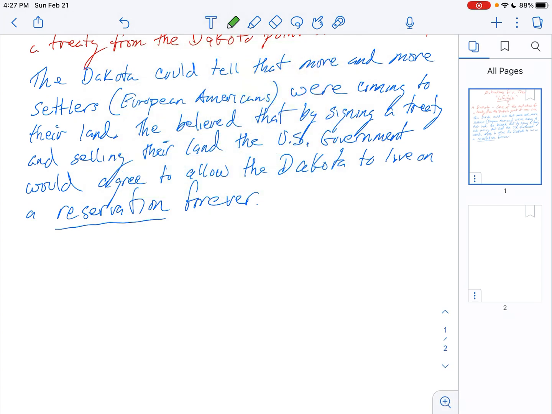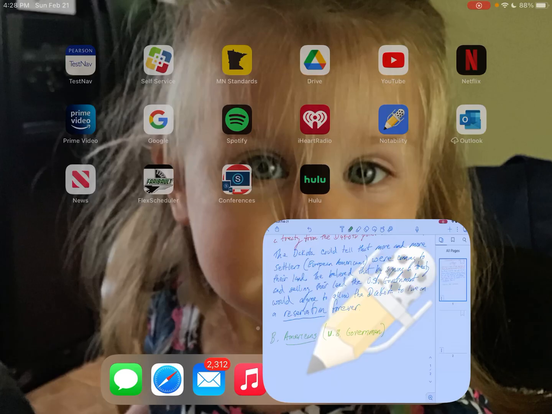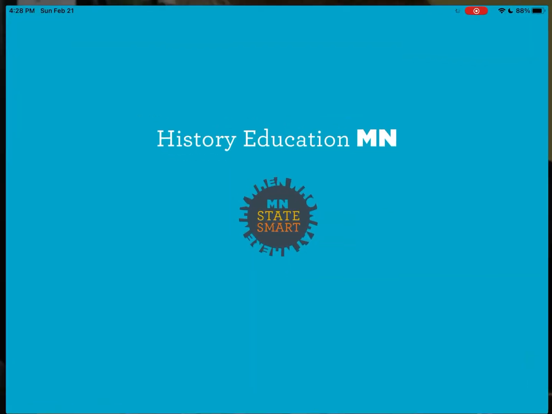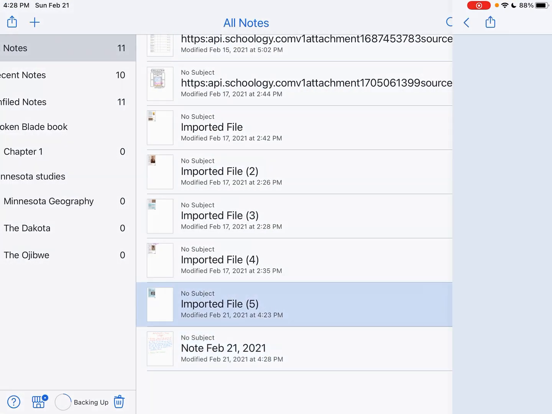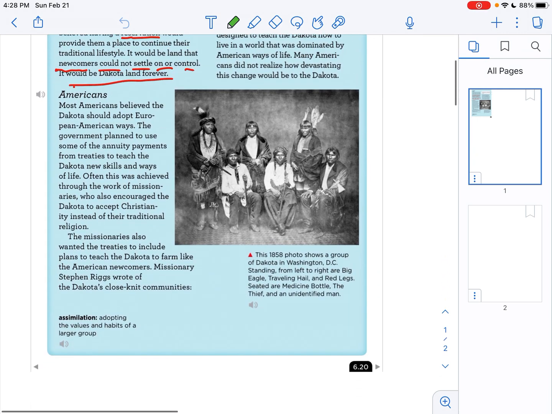Now, let's take a look at the Americans. What was their reason for signing a treaty? And when I say Americans, I mean the United States government. Okay? So, most Americans believed, I'm just reading it, looking at the text here. Let me go back and get that for you. Stand by. Don't panic. I'm a professional. Here we go.